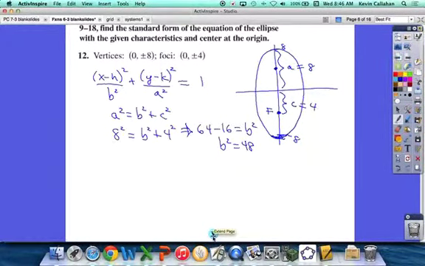Now, do we need to solve for b? Do we need to take the square root? Where are we going to plug it in? Right there. It's squared. We don't really need the b. All we need is b squared, and we've got it. So just fill in what you've got. x squared over 48 plus y squared over 64 equals 1. Done.